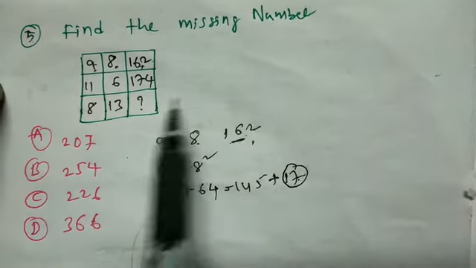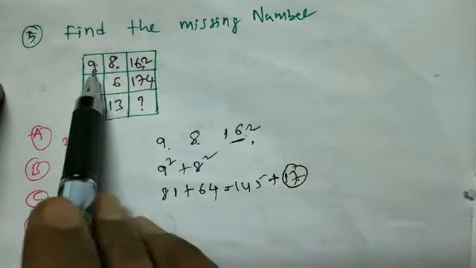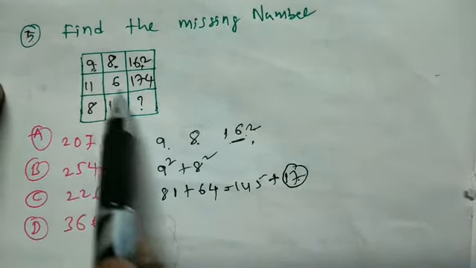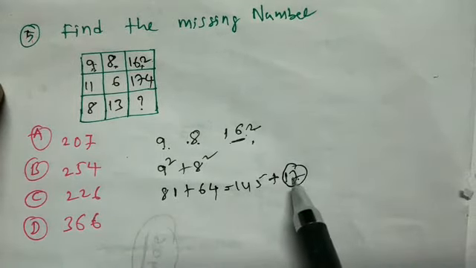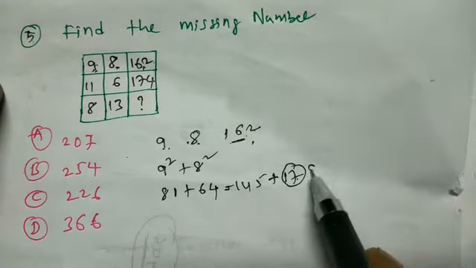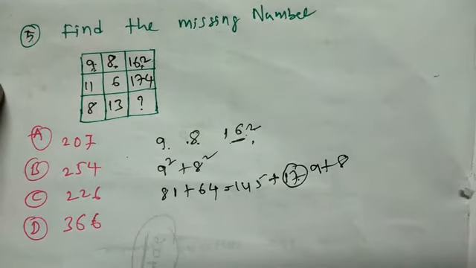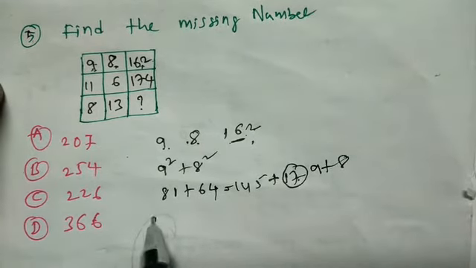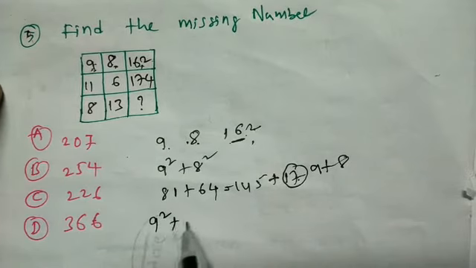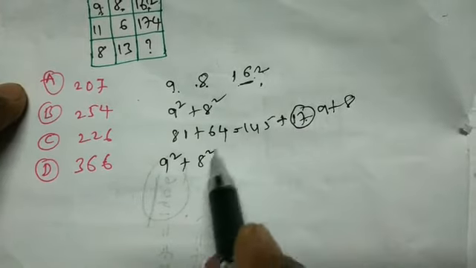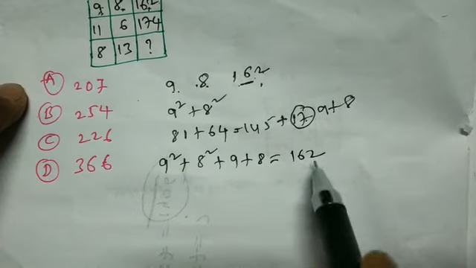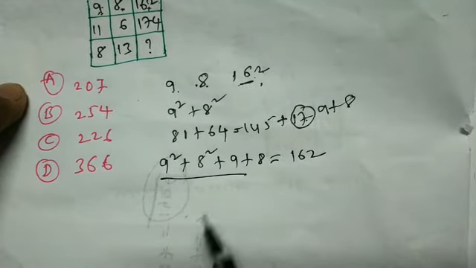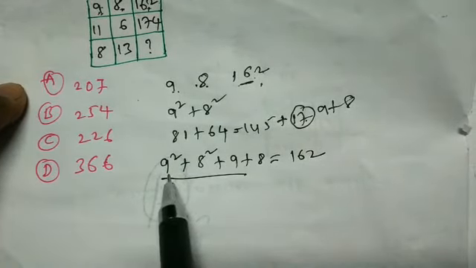So this 17 can be written as how? See students, with the help of the numbers, 9 plus 8 is 17. Is it or not? So just write this 17 as 9 plus 8. So our assumption is, we will write here clearly: 9 square plus 8 square plus 9 plus 8, we are getting 162. It is a meaningful assumption.